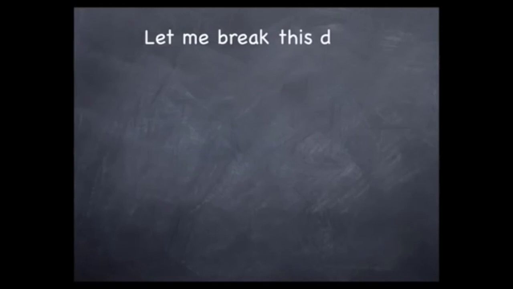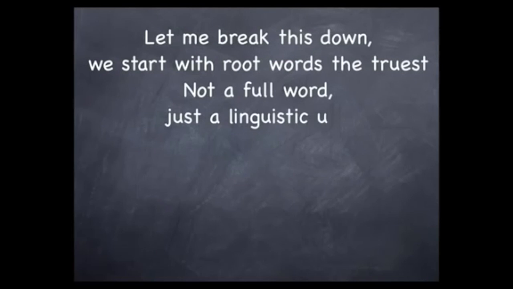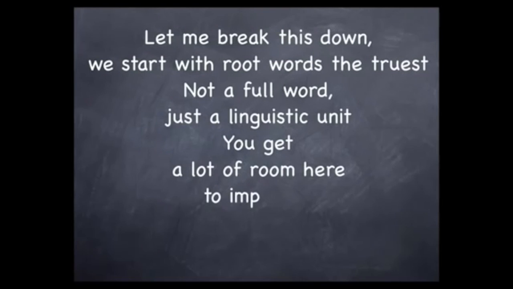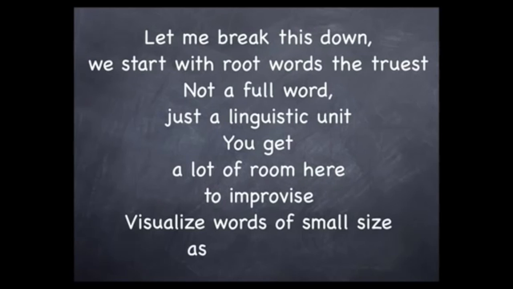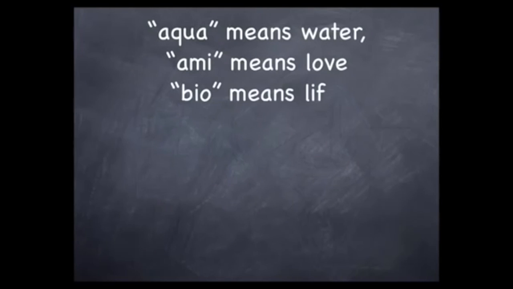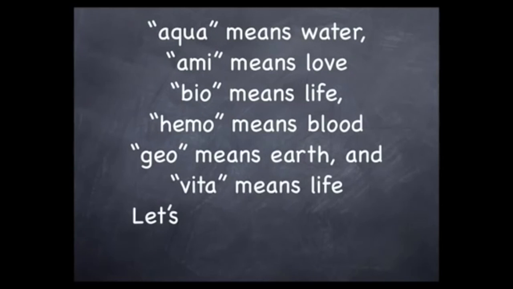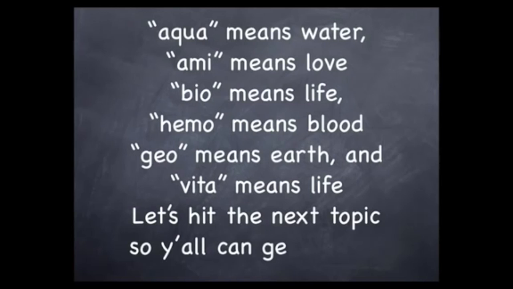Let me break this down. We start with root words, the truest. Not a full word, just a linguistic unit. You get a lot of room here to improvise. Visualize words of small size as I summarize. Aqua means water, ami means love, bio means life, hemo means blood, geo means earth, and vita means life. Let's hit the next topic so y'all can get it right.